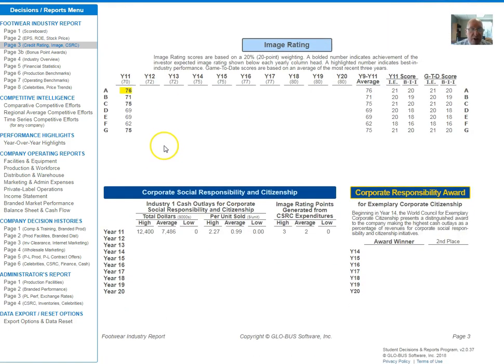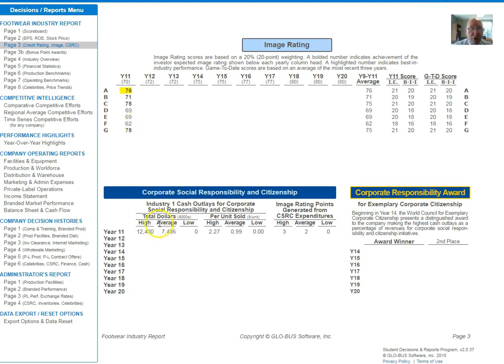Also, I look here and I see that my image rating is very low, 62. That is not good. Typically what that signals is that I've lost market share. I'll see that when I get later on into the competitive intelligence report, but that's very concerning. In fact, I have the lowest image rating in the industry. Not only is that bad for this round, but that starts me off in a hole in the next round because my image rating in the prior round affects the demand for my shoes.